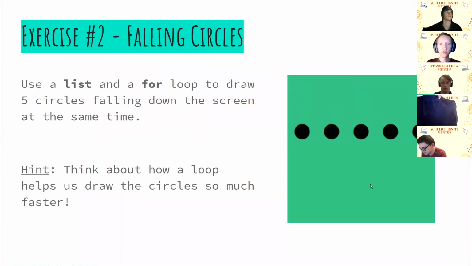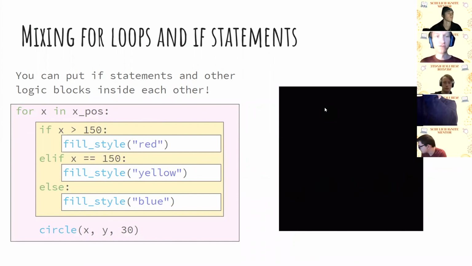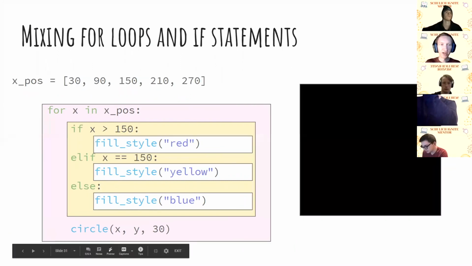All right, so we are almost at the end of the content for today. So one last bit of information here. We can also be using if statements inside of these for loops. So for this example here, we have these if statements. They're going to be changing the color of each of the circles. So let's see how this is working.